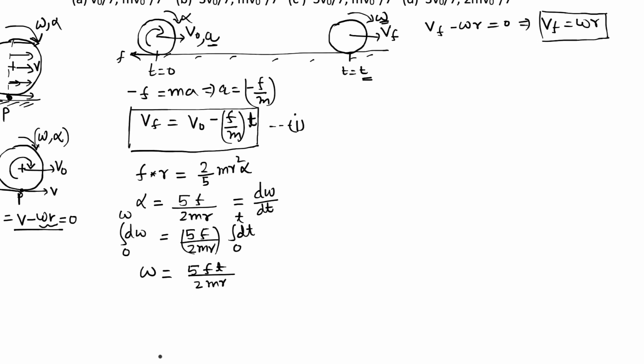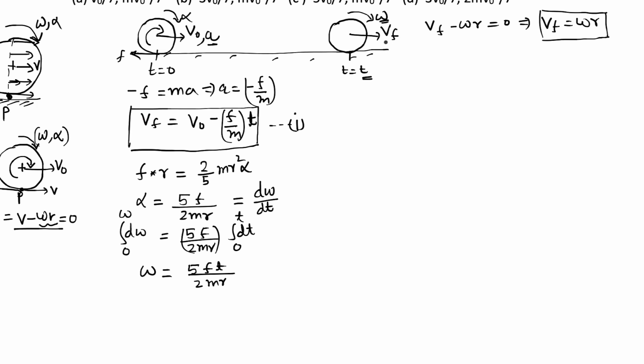Now, at this point, it starts pure rolling. We are assuming that. So Vf should be equal to omega r. What would be the Vf? Vf will be 5Ft by 2m. Okay, so this is the Vf. Let's call it equation 2.